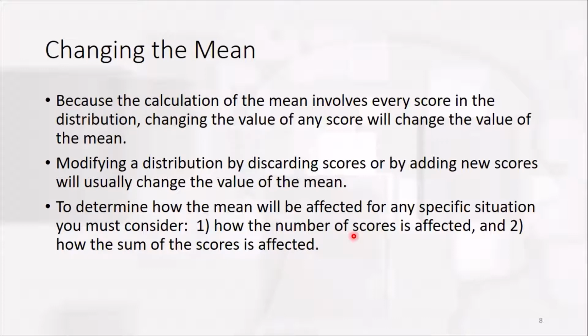Kapag apektado yun, halimbawa, dinagdagan or binawasan, of course, magbabago rin yung mean. Yung second natin, how the sum of the scores is affected. Kapag binago o halimbawa, dinagdagan natin yung scores, syempre, mababago rin yung sum ng lahat ng mga scores doon sa distribution. The same also kapag binawasan natin yung mga scores, mababago rin yung sum niya. Okay? So, kapag merong apektado dito sa dalawang ito, of course, mababago rin yung mean. Maapektuhan rin yung mean ng distribution.